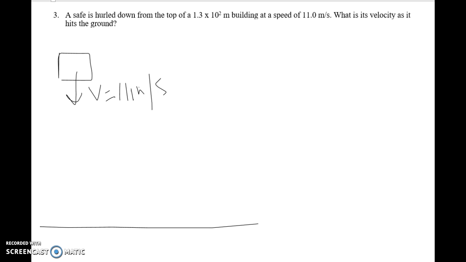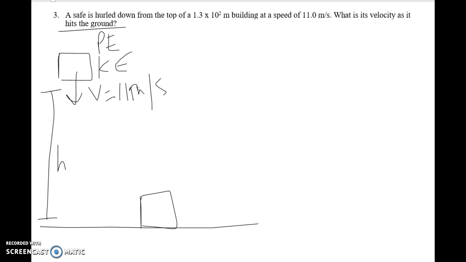So I'm visualizing the safe in the air when it's initially thrown, and then I'm visualizing the safe right before it hits the ground. After I visualize that, I'm going to write down the types of energy that I know the safe has. Because the safe is thrown at a velocity of 11 meters per second, I know that it has to have kinetic energy because it has a velocity. I also know that the safe has a height, so it has potential energy.